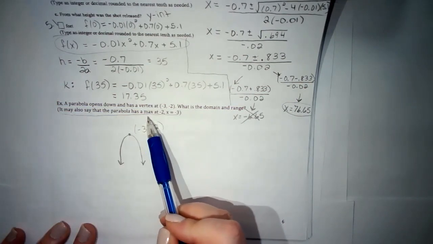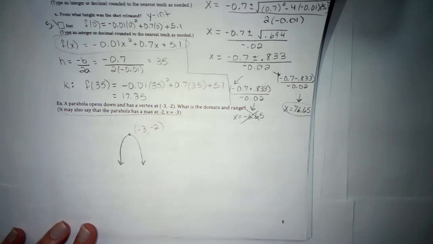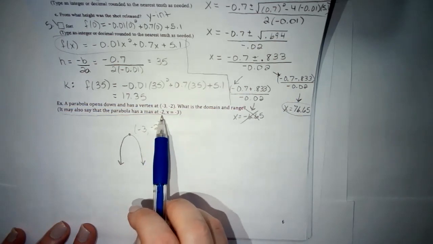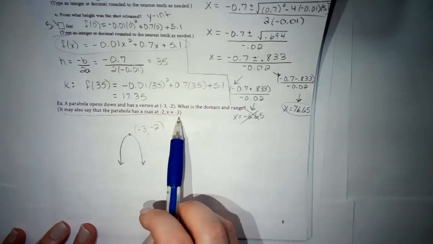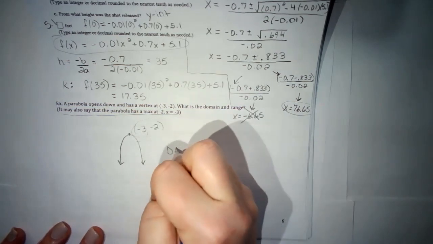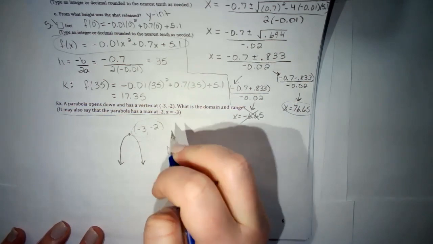So I just want to make sure you realize if it tells you it has a max, you automatically know it opens down. And then if it says the max is at -2, x equals -3, make sure you write your vertex correctly, okay? No matter which way they tell you. All right, it wants the domain and range. What's the domain of every parabola in the whole wide world?